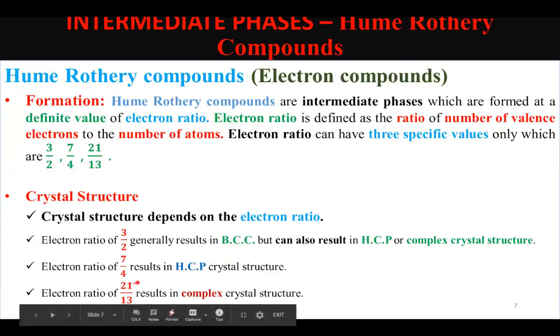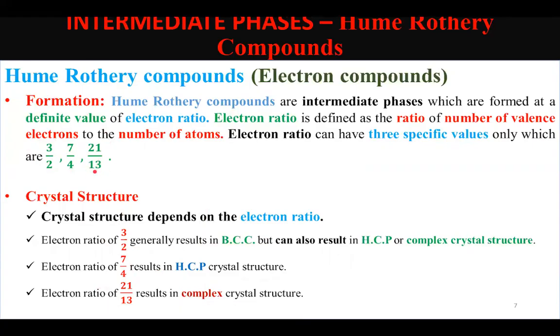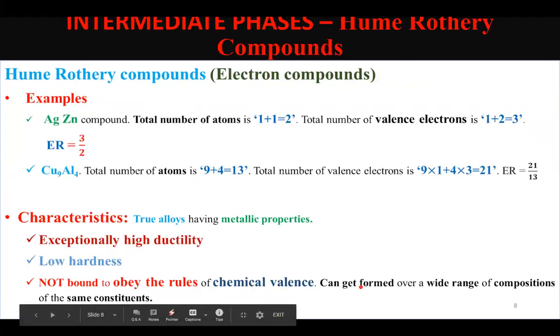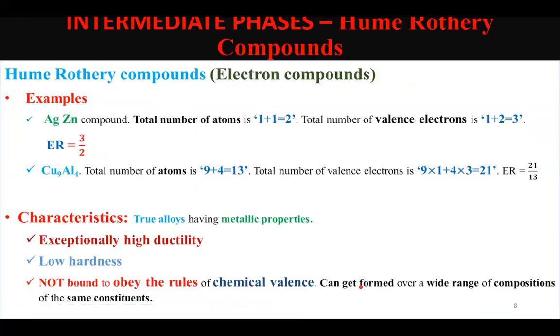If the electron ratio of the chemical compound is 7/4, if it is a Hume-Rothery compound, it must show an HCP crystal structure. And if the electron ratio for an intermediate phase comes out to be 21/13, and if it is a Hume-Rothery or an electron compound, it must have a complex crystal structure. Okay, so here I am taking two examples to explain how we calculate this electron ratio.